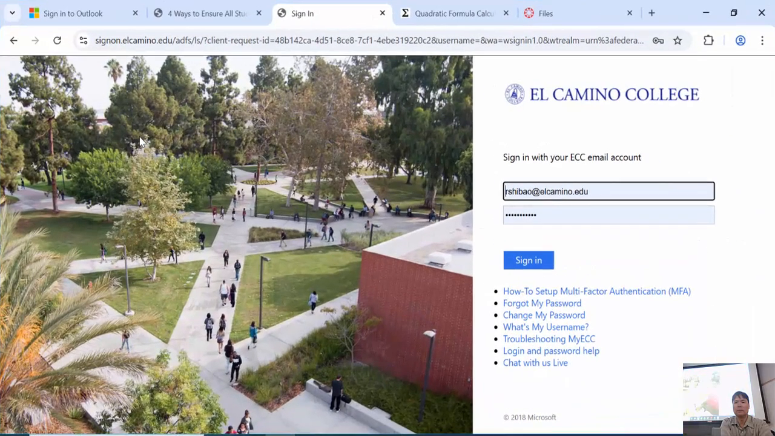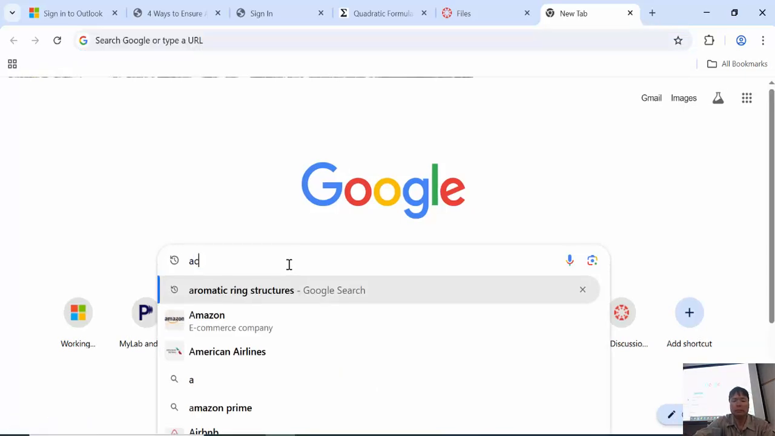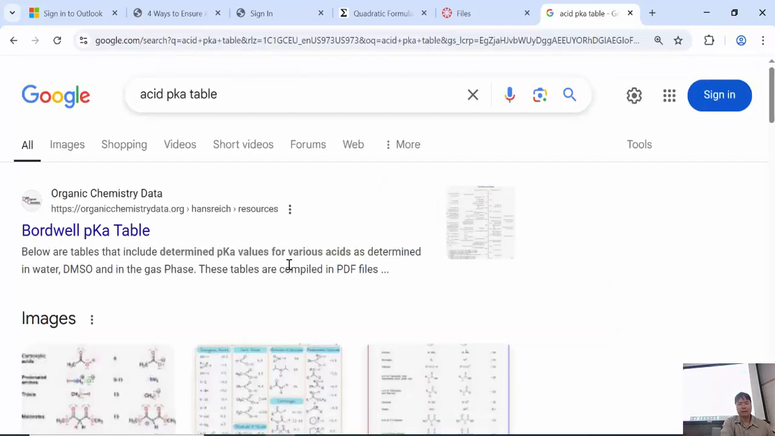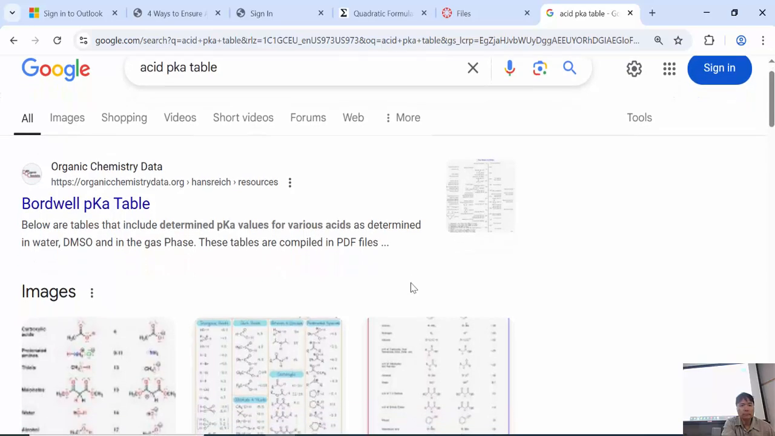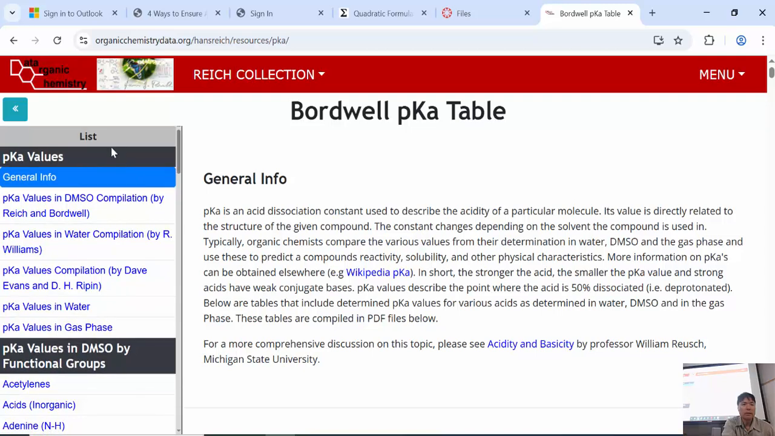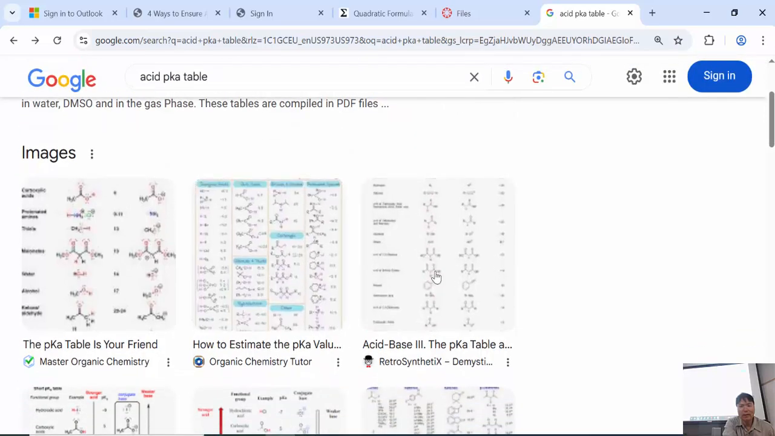Come on. Let me just grab one off the internet here. This is free. Let's see. This is free. DMSO. Haven't heard of that in a while.